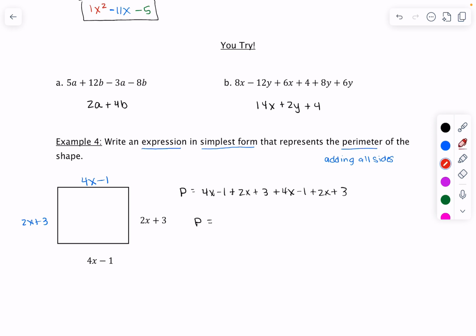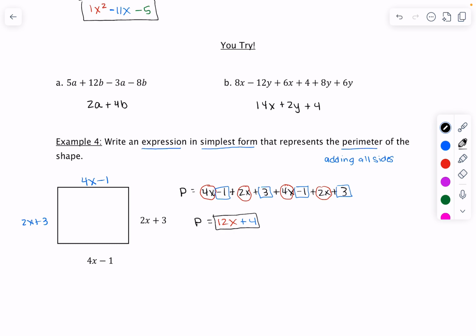Then I'm going to now combine like terms like we've been doing. So I've got 4x, 2x, 4x, and 2x are all my like terms. 4 plus 2 is 6. 6 plus 4 is 10. 10 plus 2 is 12. So I have 12x. Then I'm going to do my constants. I've got -1, 3, -1, and 3. And when I add all of those together, I'm going to get a positive 4. So my perimeter is 12x plus 4.